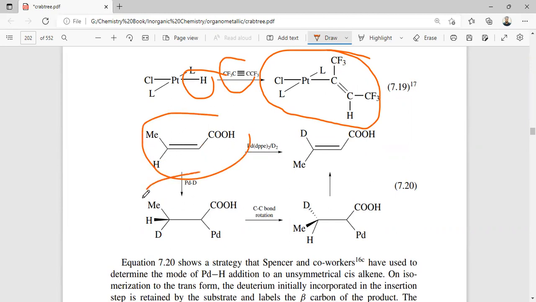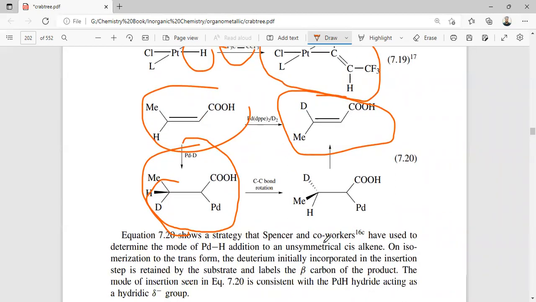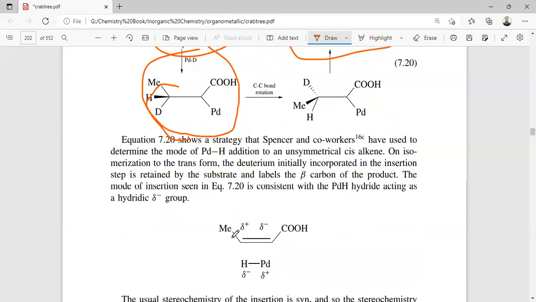Here this alkene is inserted into the metal deuteride to form this intermediate. So then the C-C bond is rotated. So this labeling strategy, which Fincher and co-workers have used, determines the mode of the Pd-H addition to the unsymmetrical cis alkene. So on isomerization to the trans form, the deuterium that is incorporated in the insertion step is retained by the substrate, so it labels the beta carbon of the product. The mode of insertion is consistent with the Pd hydride acting as a hydride in nature.